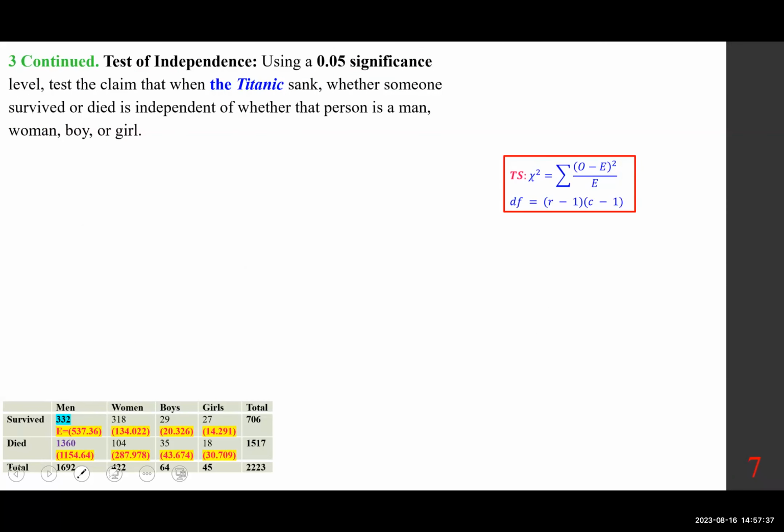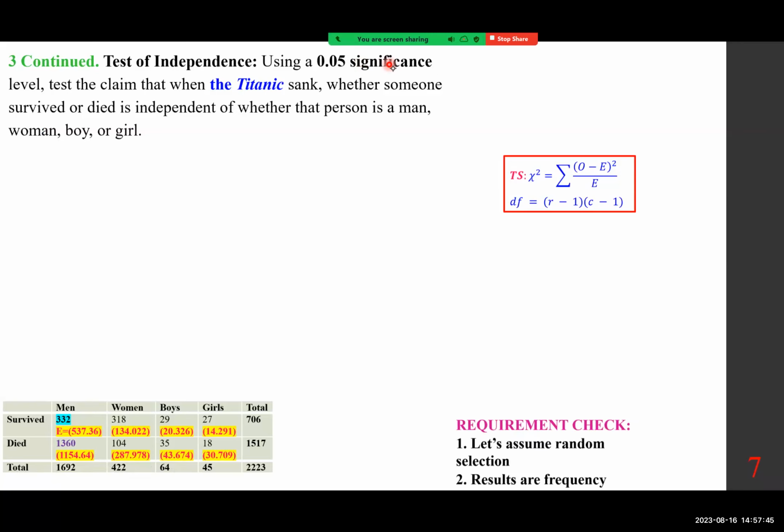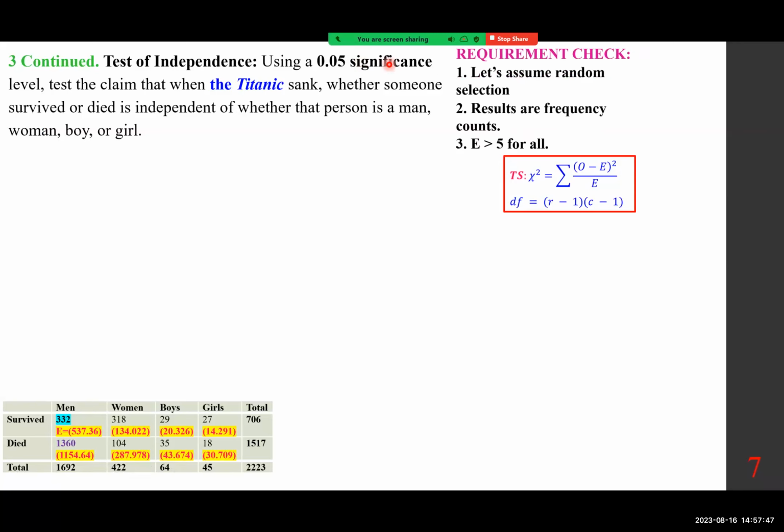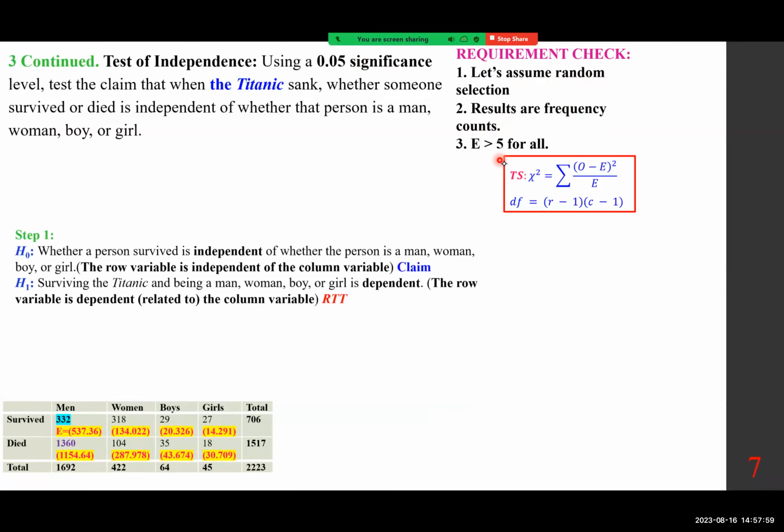So I'm going to continue with the question that we had in hand. We want to do the test of independence. The requirements are: we assume randomness, the results are frequency counts, and the expected values must be large. How large is large? Larger than 5, and obviously they are all larger than 5.